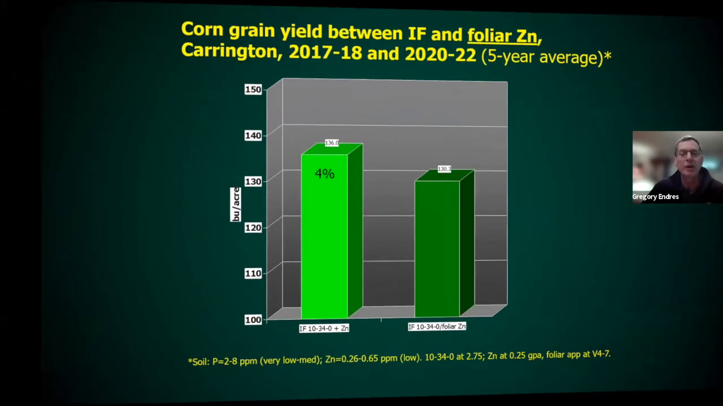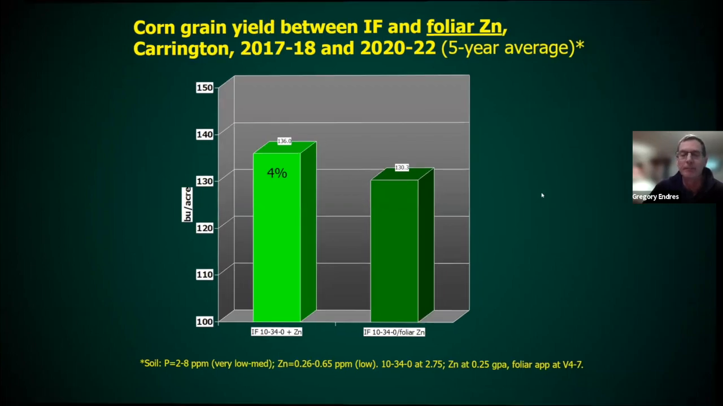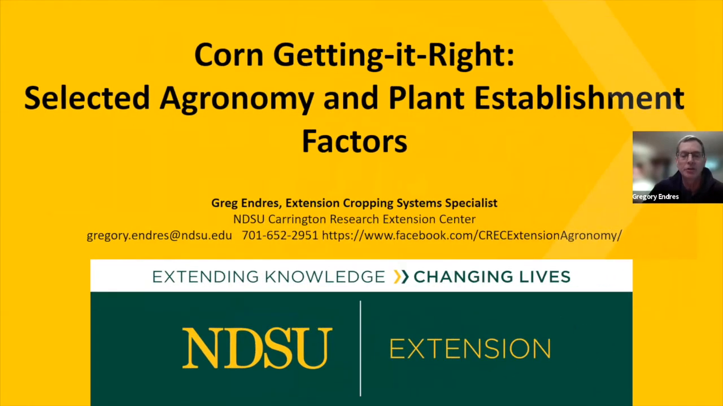And my final slide is a comparison with the 5-year average response with in-furrow zinc with 10-34-0 versus applying the zinc as a foliar application. The zinc was applied at 1 quart per acre, and the foliar application was at the V4 to V7 stage. And notice that we did see a yield advantage with the in-furrow application compared to foliar. And that should do it for the prepared information I have for you.